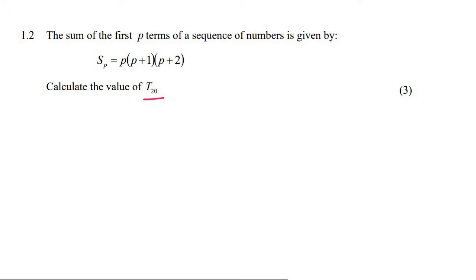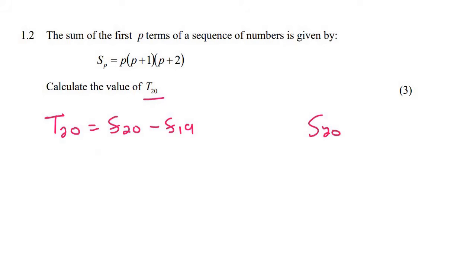So if we want to find term 20, we can say that term 20 is equal to the sum of the first 20 minus the sum of the first 19. So the sum of the first 20, let me do this as a little side calculation. The sum of the first 20 would be equal to, so you just plug in 20 in the place of p. So it'll be 20, 20 plus 1, 20 plus 2. And on the calculator, that'll give us 9,240.